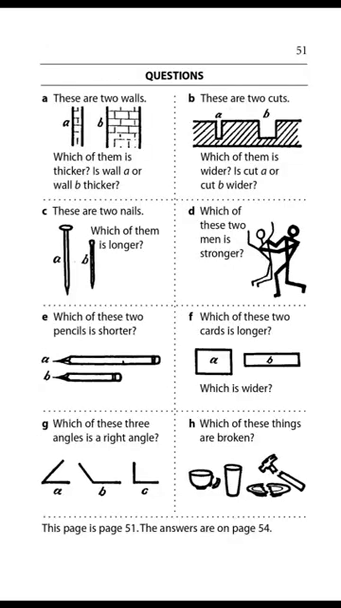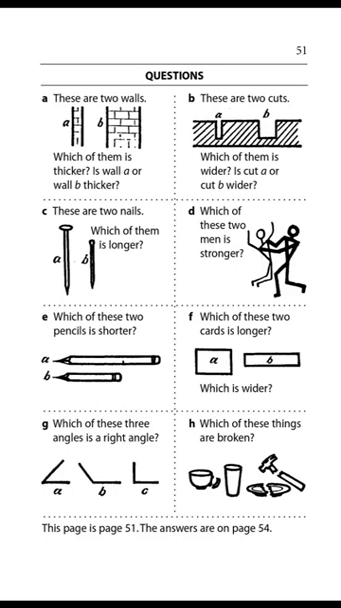Page 51. Questions. A. These are two walls. Which of them is thicker? Is wall A or wall B thicker? Wall B is thicker. B. These are two cuts. Which of them is wider? Is cut A or cut B wider? Cut B is wider.